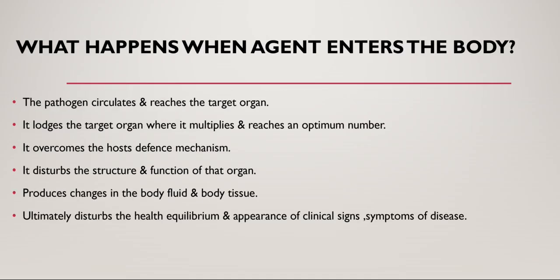Next is what happens when an agent enters the body. The pathogen circulates and reaches the target organ. It lodges in the target organ where it multiplies and reaches an optimum number. Now, after reaching an optimum number, it overcomes the host defense mechanism. It disturbs the structure and function of that organ and produces changes in the body fluid and body tissue. So ultimately, health equilibrium is disturbed and we see the appearance of first clinical signs and symptoms of the disease.